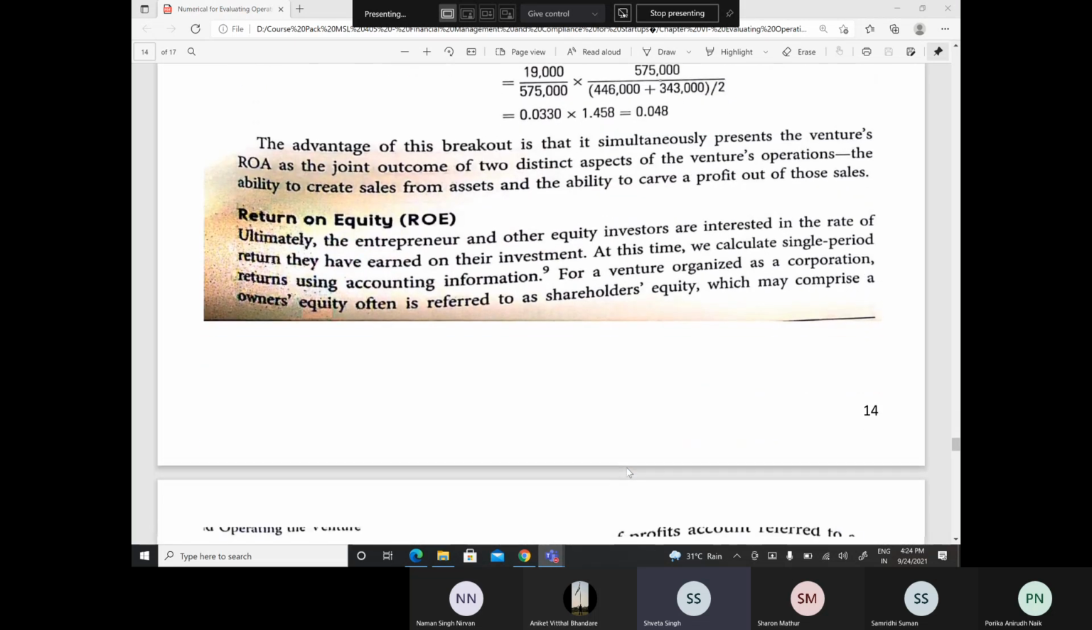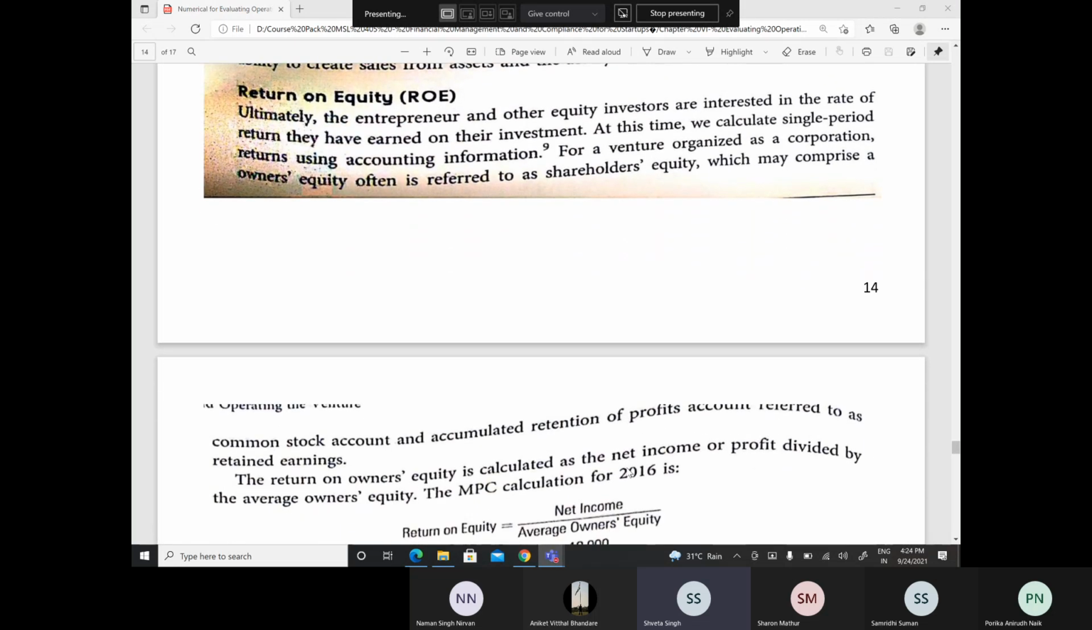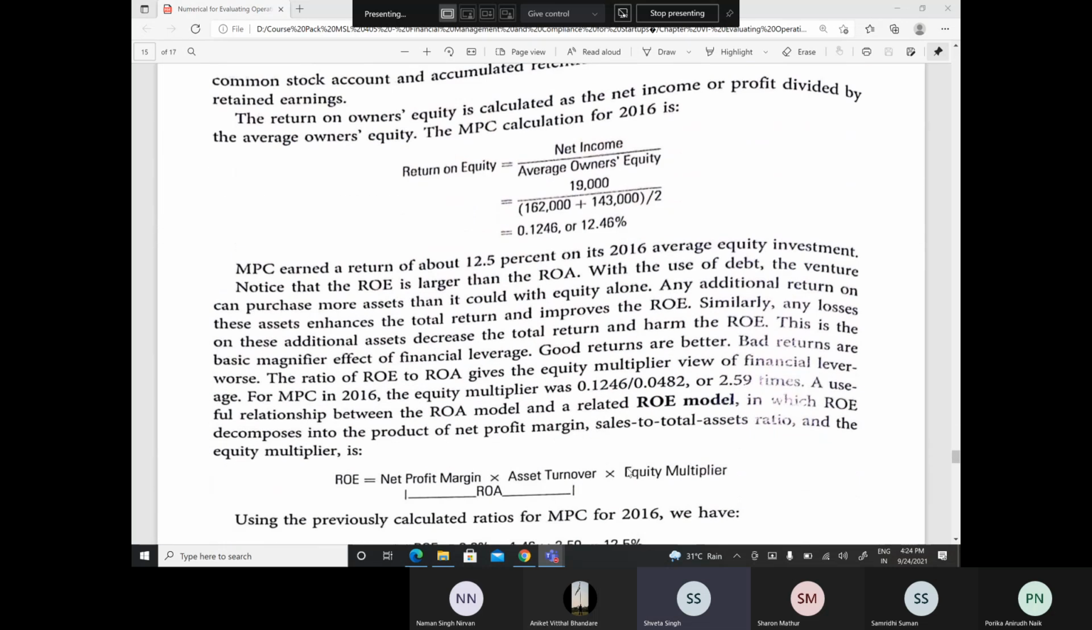Then we have the ROE, again a very popular ratio, the return on equity. Ultimately, the entrepreneur and other equity investors are interested in the rate of return they have earned on their investment. At this time, we calculate single period returns using accounting information. For a venture organized as a corporation, owner's equity often is referred to as shareholders' equity, which may comprise a common stock account and an accumulated retention of profits account, referred to as retained earnings. The return on owner's equity is calculated as net income or profit divided by the average owner's equity.